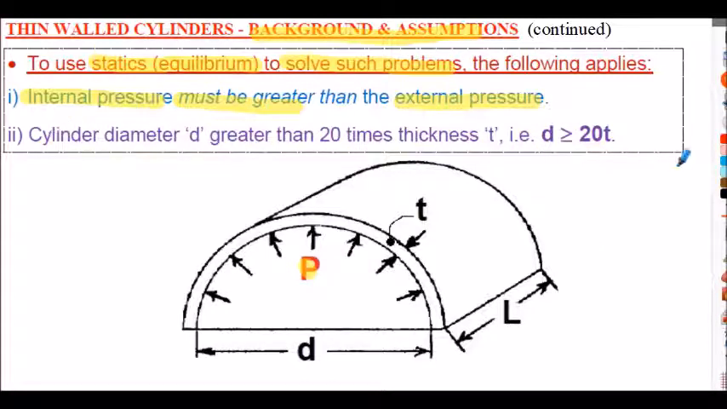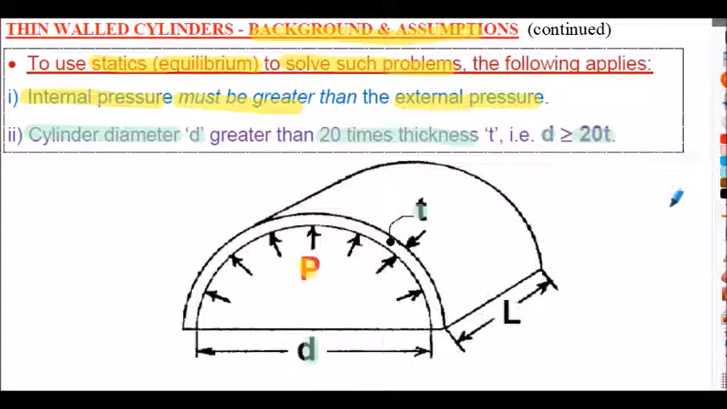And also we need to consider the d upon t ratio. As I said before, the cylinder diameter, little d shown there, must be at least 20 times the thickness of the vessel. So d must be greater than or equal to 20t. Otherwise the cylinder theory starts to fall over a little bit. So we need to be careful of that. So the diameter d must be 20 times the thickness at least for this cylinder theory to apply.